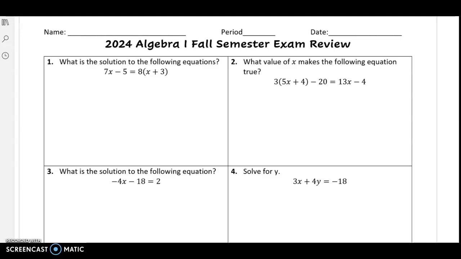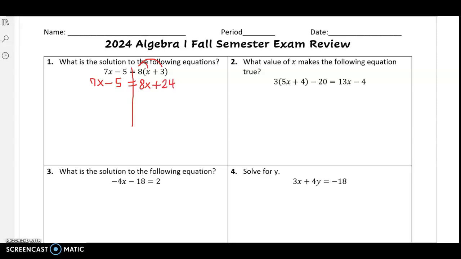Okay, so the first thing we're going to do, guys, is we're going to draw a line where the equal sign is. And anytime you have parentheses, we are going to multiply. So the left side will remain 7x minus 5. But we have parentheses on the right side that we need to handle. So 8 times 1x is 8x. And 8 times 3 is 24.